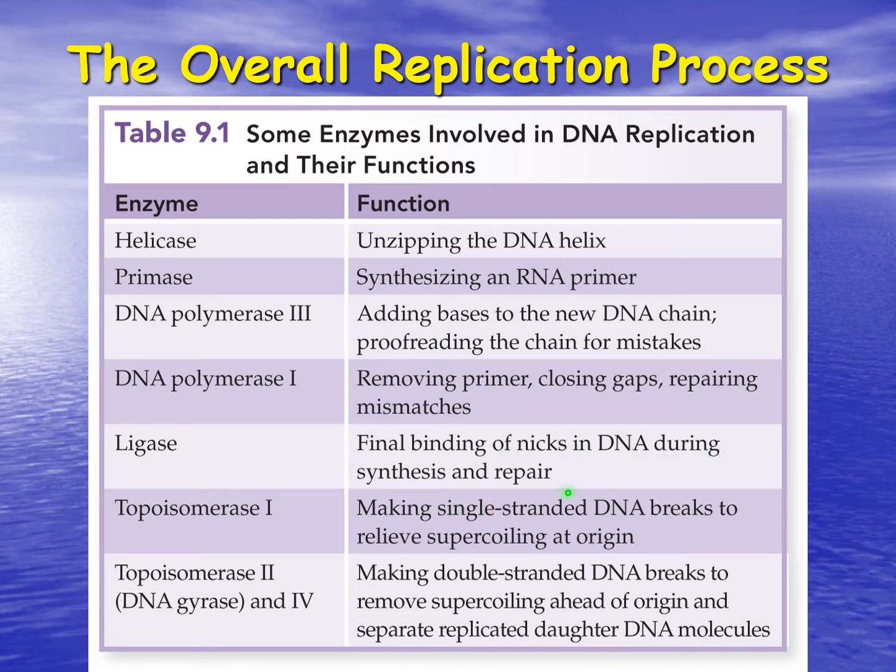DNA ligase will be the final binding of nicks in the DNA sugar phosphate backbone during both synthesis and repair. And I want to come down here to DNA gyrase, also known as topoisomerase II. DNA gyrase will actually unwind or remove the supercoiling ahead of the replication fork so that helicase then can separate the two strands and they will be parallel to each other.